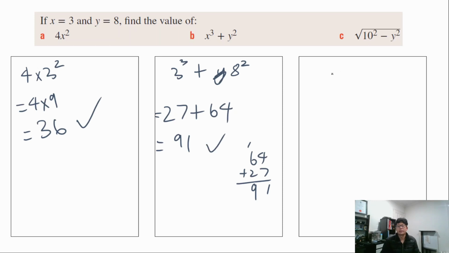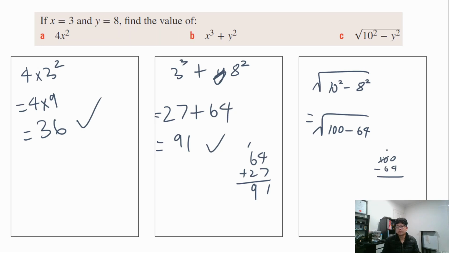And our final one, we have square root 10 squared minus y squared. Y was 8. So we will have square root 100 minus 64. Let's do 100 minus 64 down here. That gives you 36, so now we have square root 36, and square root of 36 is 6 because 6 times 6 equals 36. Give yourself a tick if you got that one correct as well.